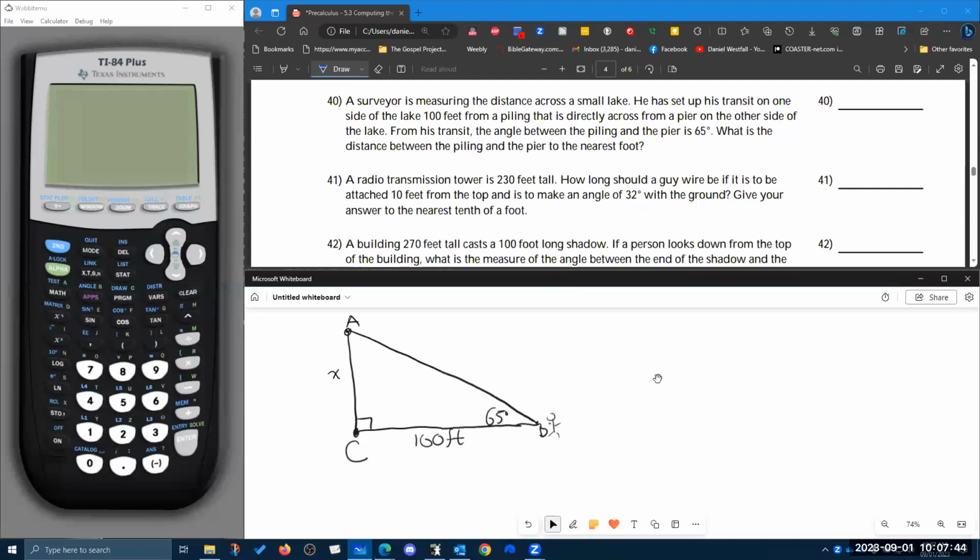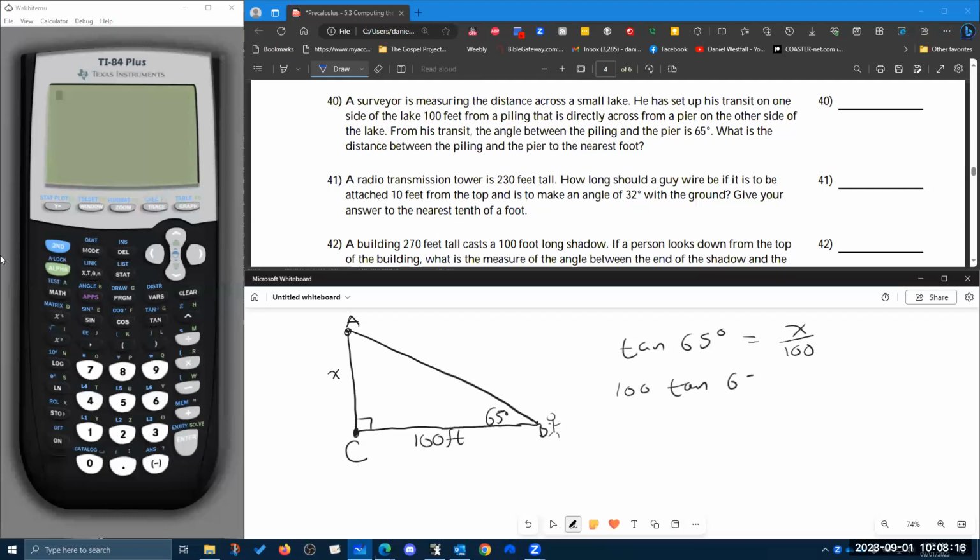He's also measured that A and C are directly across from each other in this example. The piling, the pier, is there, and we want to find the distance. So we have an opposite side and an adjacent side, so we're going to use the tangent function. The tangent of 65 degrees is equal to x over 100. So 100 tangent of 65 degrees is equal to x.